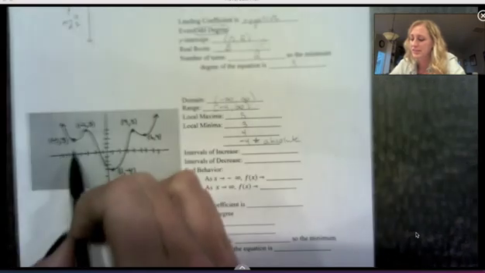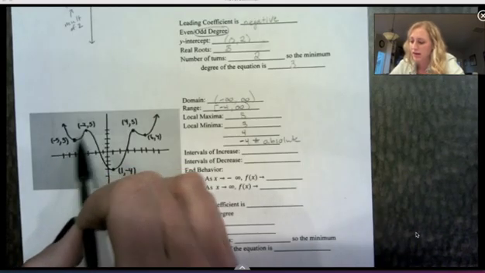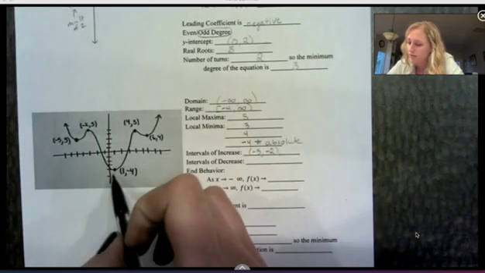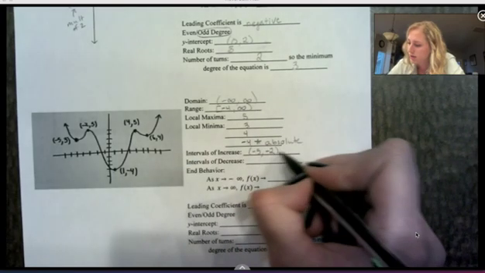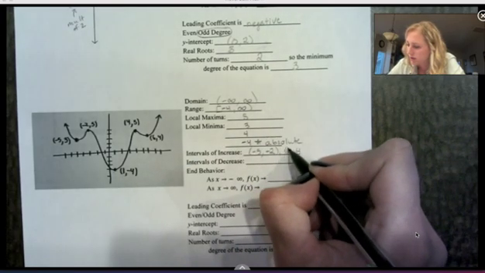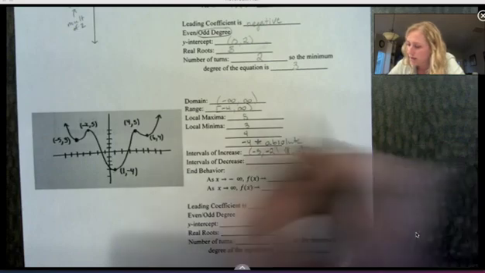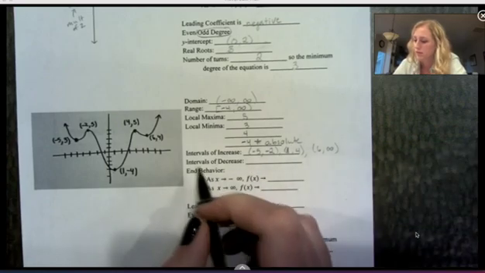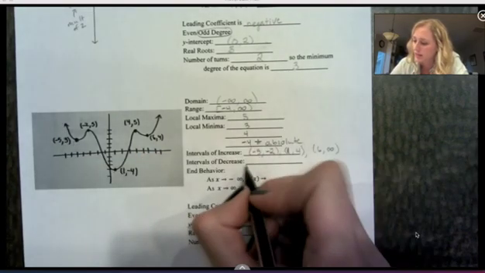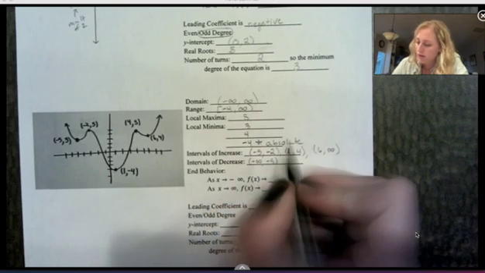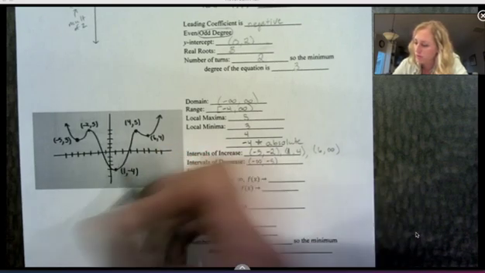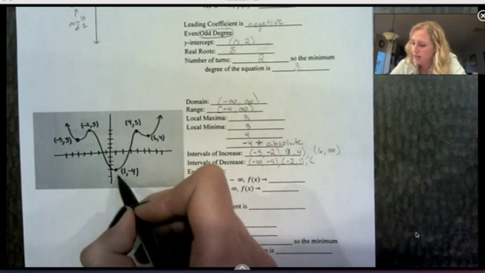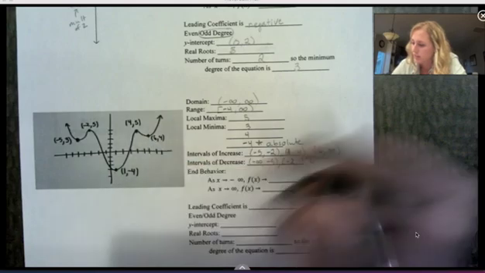Interval of increase from -5 to -2. I'm looking at just the x values. Again, from 1 to 4. And from 6 on. Okay, intervals of decrease, negative infinity up to -5. Here from -2 to 1. And from 4 to 6.